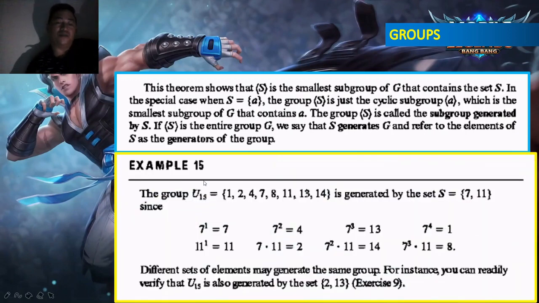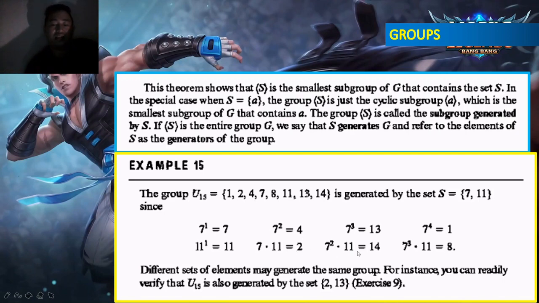The group U15 is generated by the set S, which is equal to 7 and 11. So two elements generate the group, and we get its elements. 7 to the power of 1 is 7, 7 squared is 4, 7 cubed is 13, and 7 to the 4th is 1. And then 11 to the power of 1 is 11. 11 squared is 1, so nothing new. So we just combine them: 7 times 11 is equal to 2.